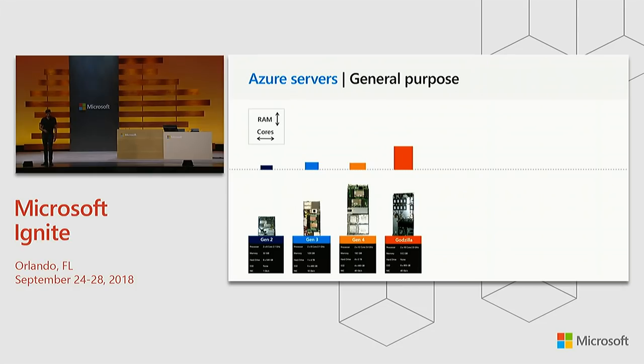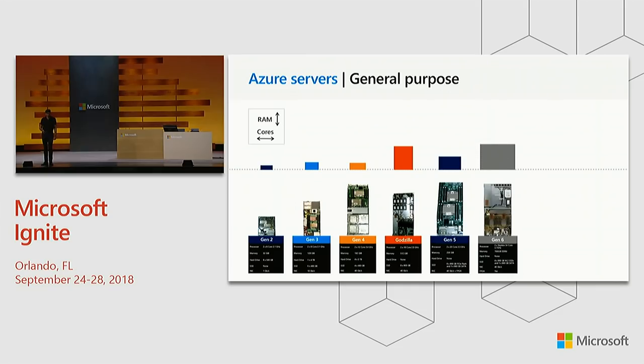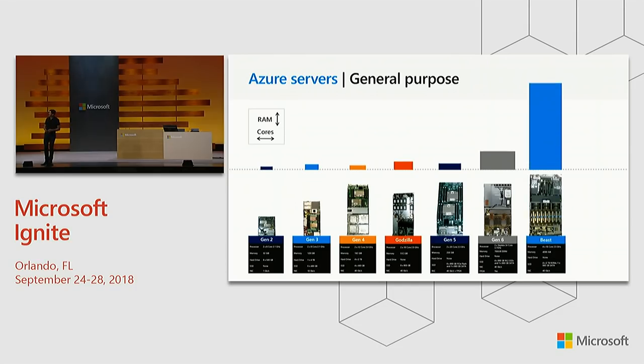Then we introduced our Gen 5 general purpose machine, and you can see it's more than half the memory of our Godzilla, so we're starting to get bigger general purpose machines. Then here's our Gen 6, which we are in the process of deploying now. But then we had customers coming to us and saying, we've got even bigger SAP HANA workloads. They don't fit in your Godzilla. What are you going to do for us? So we introduced this.